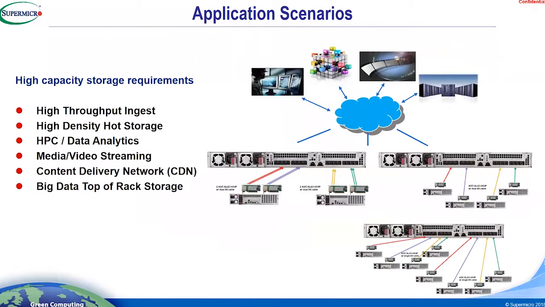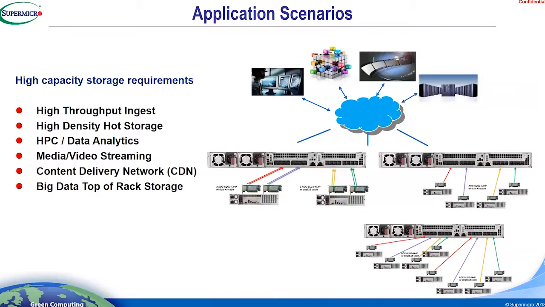So where would you use such a thing? Well, anything where you need a lot of high throughput ingest. If you have a burst buffer, for example, now that I'm at SC18 right now, I'm hearing a lot about burst buffers, right? How do we just dump a whole bunch of data really, really fast? Well, that's high throughput ingest. Or high density hot storage. You just need a lot of hot storage, but you don't want to take up an enormous amount of space. HPC data analytics is an obvious thing. My favorite, on the video streaming, is I wish Netflix would buy one of these, because then I wouldn't ever have to wait for another movie again.